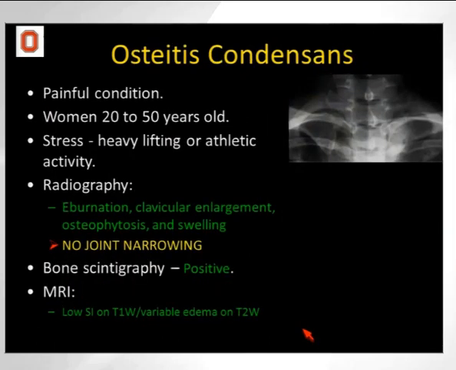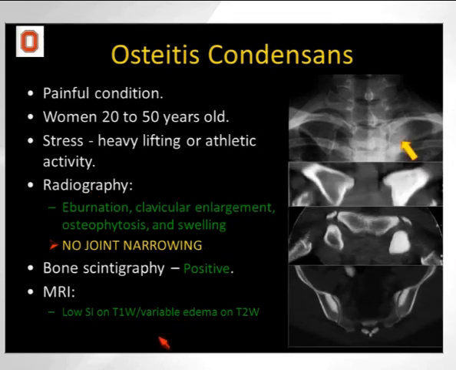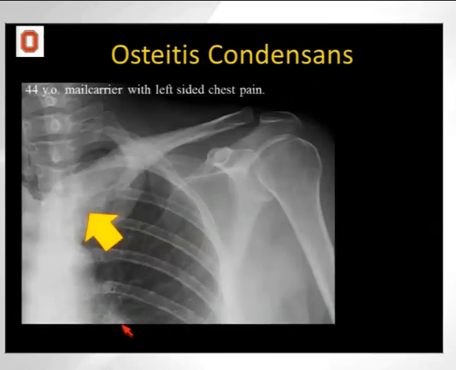Now, osteitis condensans kind of looks like hyperostosis, but it occurs more frequently in women, younger, from 20 to 50, and it's usually a stress-induced injury, so it's a loading injury. The characteristic finding is sclerosis of the bone, but notice that there's no joint space narrowing in the sternoclavicular joint, and it's felt to be a very similar manifestation as osteitis condensans ilii. And of course, bone scan and MRI will be variably positive depending on the stage of the condition.